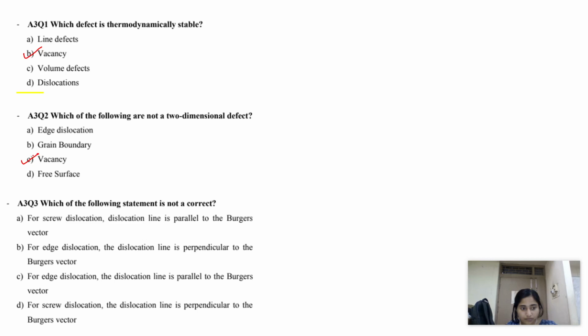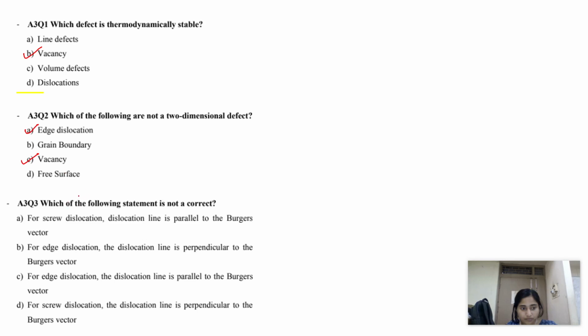Grain boundary is a plane defect, right? It is two-dimensional. Then only vacancy. No, edge dislocation also. It will come in one dimension. Okay. Now, what about the third question?